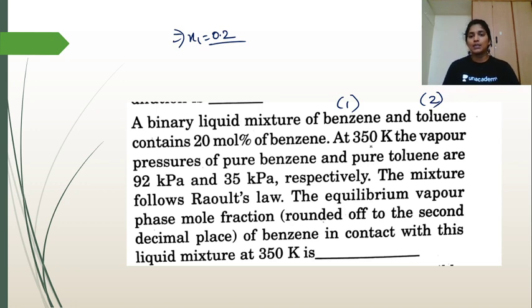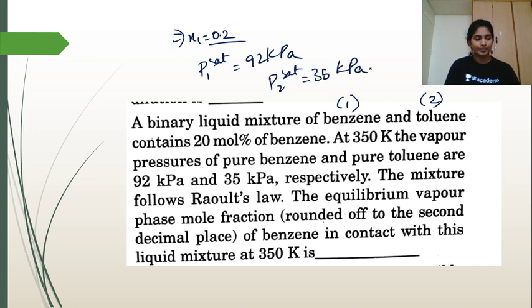So at 350 degrees Kelvin, the vapor pressures of pure benzene and pure toluene are, P1 saturated is equal to 92 kilopascals and P2 saturated is equal to 35 kilopascals, or vapor pressures, which is also equal to P1B equal to P2B. The mixture follows Raoult's law. They have given that information. All the information is given. Then it is a very easy question.